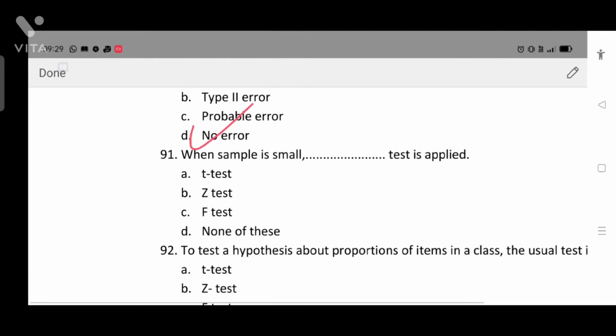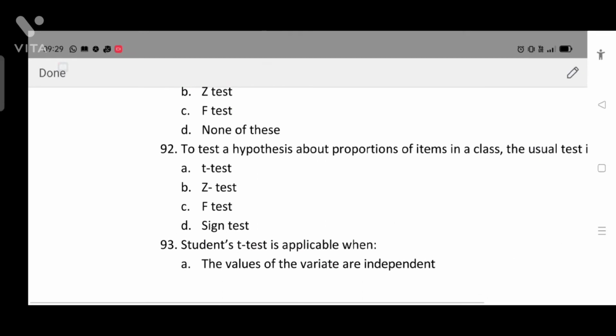Question number 91. A, t-test. Question number 92. To test a hypothesis about proportions of items in a class, the usual test is A, B, C, D. Which one is the answer? Please guess it. B, Z test.